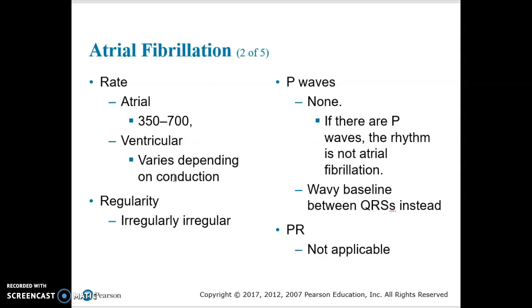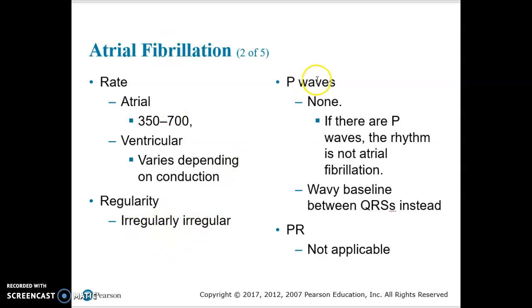AFib with a ventricular rate greater than 100 is said to have RVR. RVR stands for rapid ventricular response. The ventricular rate is the same as the heart rate. So always remember, when we're talking about the ventricular rate, we're actually talking about the heart rate. So with AFib, if that AV node lets more than 100 get through, then we have RVR, which is a rapid ventricular response.